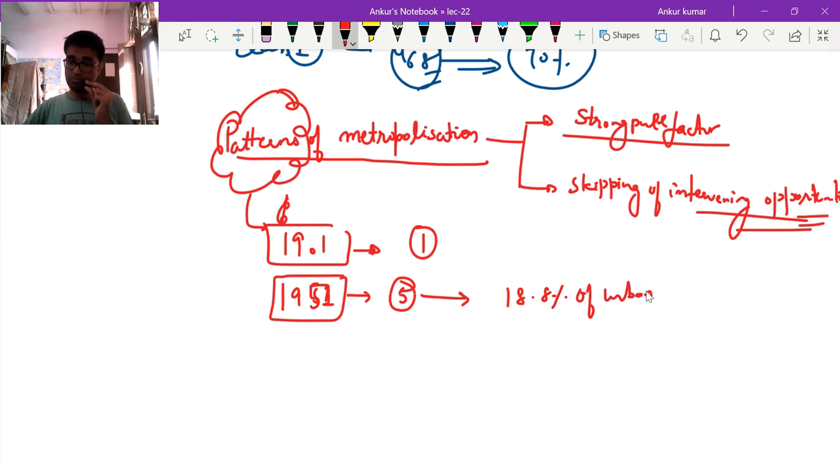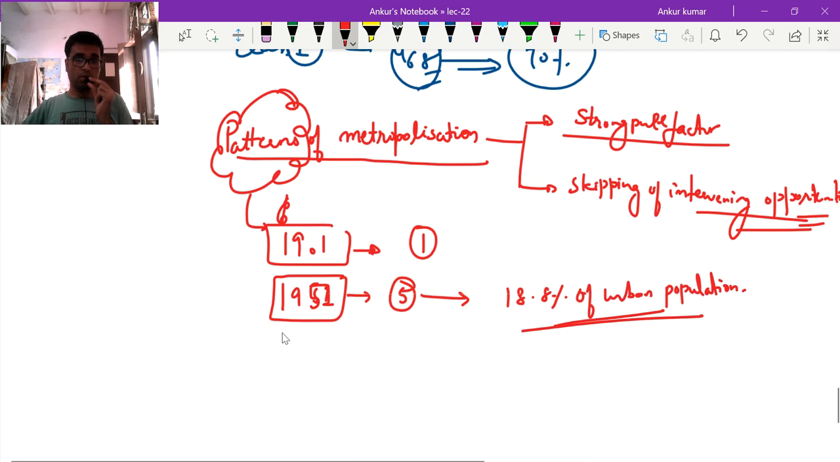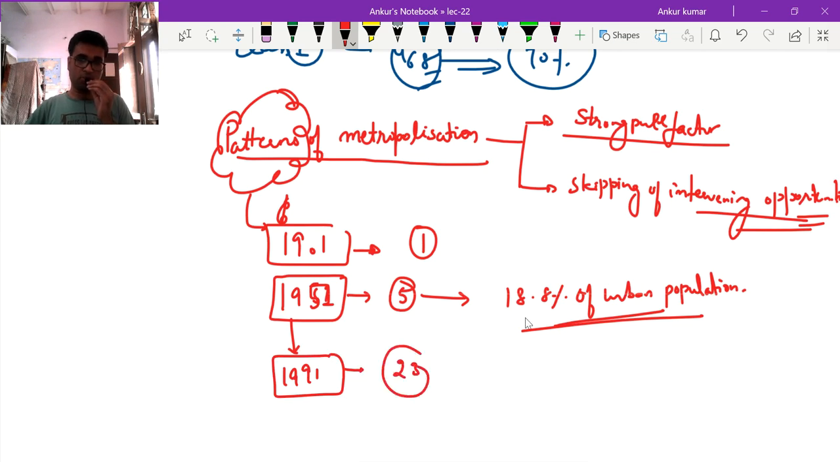urban population. Okay, now from 1951, by the time we reached 1991, the number of metropolitan cities increased to 23. By the time we reached 1991, they increased to 23, and the urban population carried by these 23 cities increased to 32.5%.